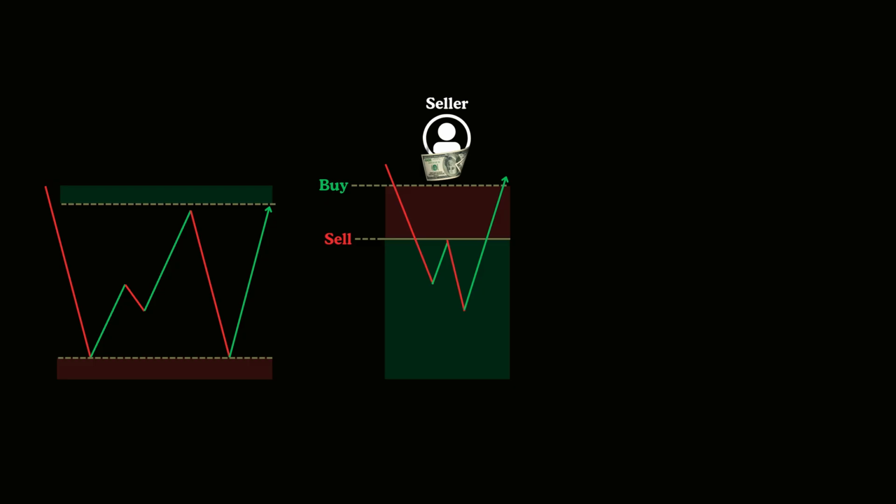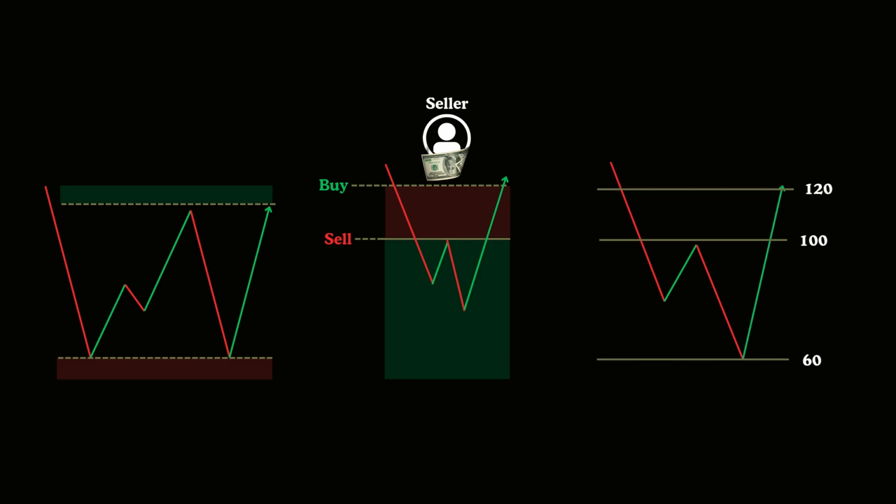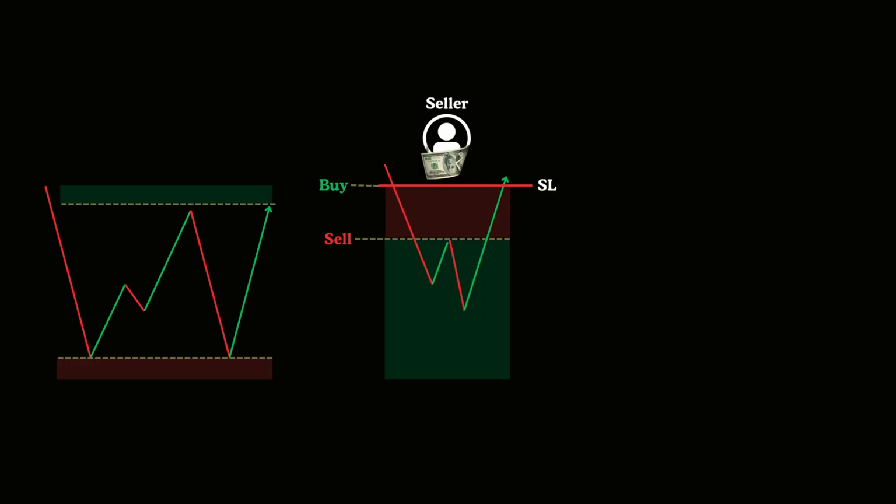For example, suppose I sell an option for 100. If the market falls, I profit. But if the market rises, I'll have to buy that same option back at 120, causing a loss. To prevent this, short sellers typically place stop-loss orders above their entry level.